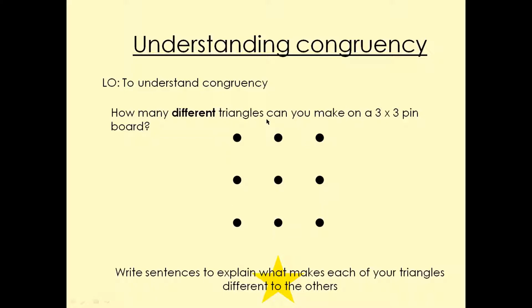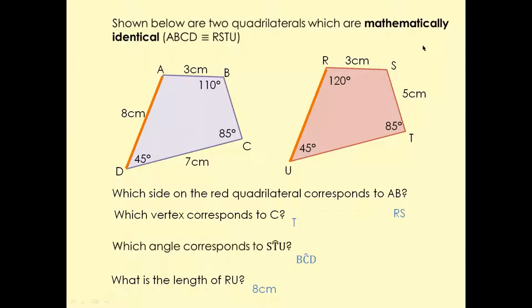There are lots of options we can do that. What we need to understand from here is that they will give you this sign in the exam. So A, B, C, D, and this sign, and then R, S, T, U. Now this sign means that these two shapes are mathematically identical.